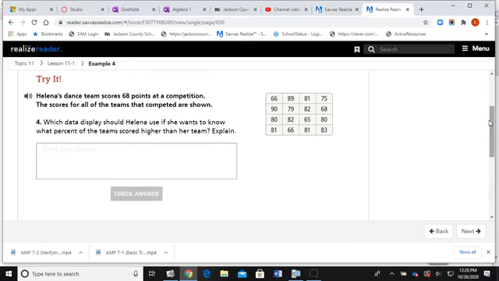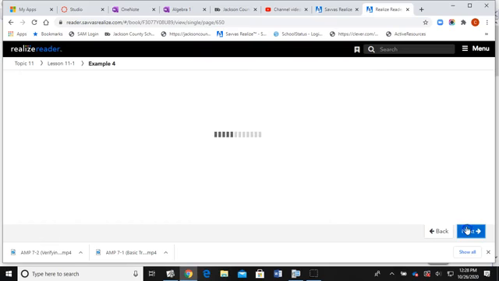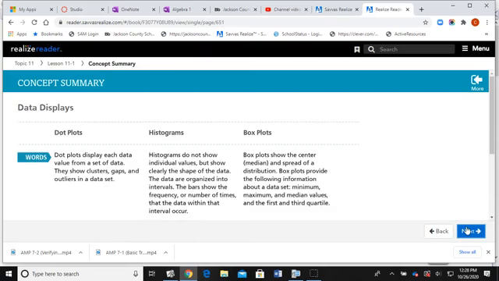One more question. Which data display should Helena use if she wants to know what percent of the team scored higher than her? The box plot. If you want to know percentages wise, you're going to use the box plot. Okay? Everybody understand? Yes. Because that tells me 25, 50, 75, 100%. Everybody good? Awesome. All right.